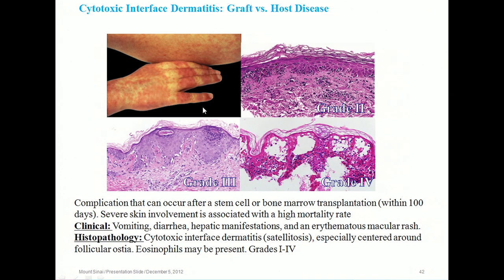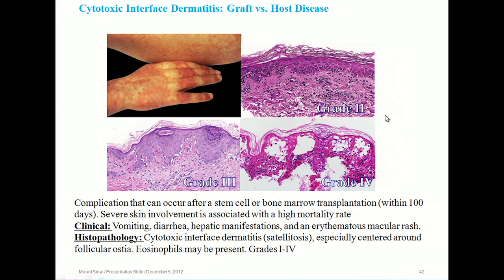Acute graft versus host disease. It's a complication that can occur after a stem cell or bone marrow transplantation, typically within 100 days of transplantation. And again, microscopically, it's going to be identical to EM, SJS, and TEN. It's a cytotoxic, cell-poor interface dermatitis with tagging of keratinocytes along the basal layer with keratinocyte apoptosis and cytolytosis.